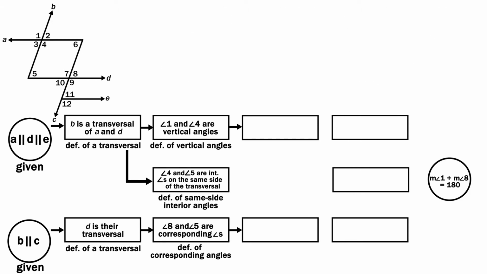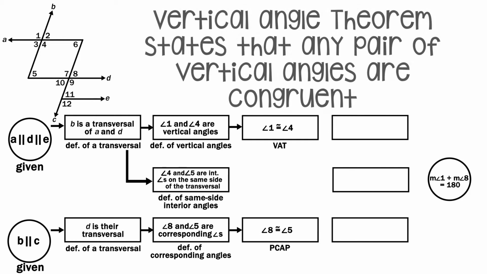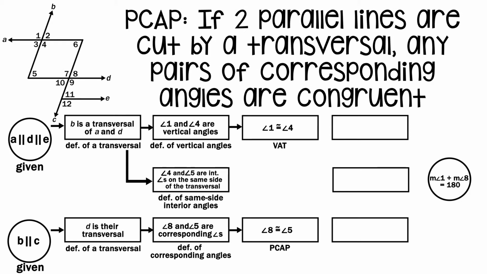Third step is identifying that angle 1 and angle 4 are congruent angles because of vertical angle theorem. And angle 8 and angle 5 are also congruent angles because of parallel corresponding angles postulate. Vertical angle theorem states that any pair of vertical angles are congruent, and parallel corresponding angle postulate states that when two parallel lines are cut by a transversal, any pair of corresponding angles are congruent.